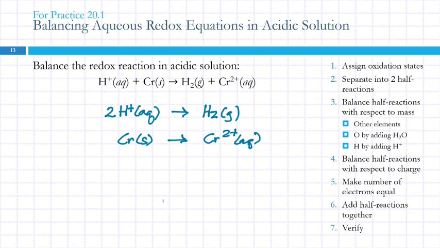Now we balance for the charge. The total charge on this side is plus 2, and it's 0 on that side. This side's more positive, so we're going to add our electrons over here. We're going to add 2 electrons so that the total charge here matches the other side. In the second half reaction, this side is more positive, so we're going to put the electrons over there. We need 2 of them again, because this is 0. 2 positives, 2 negatives, 0.